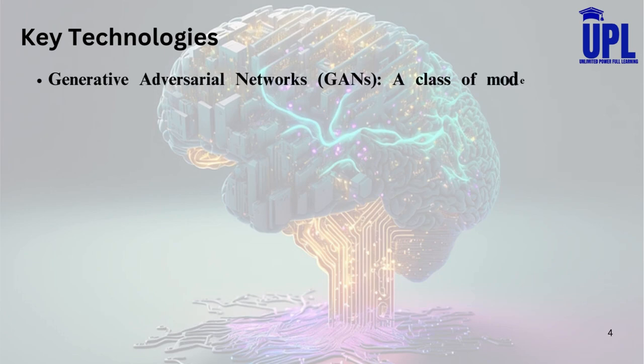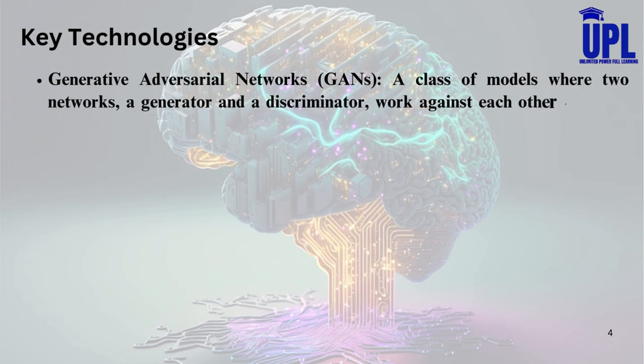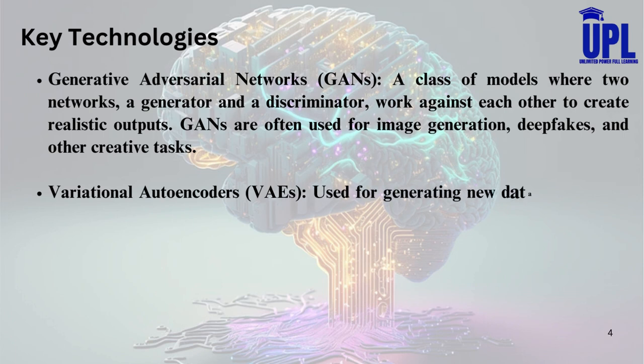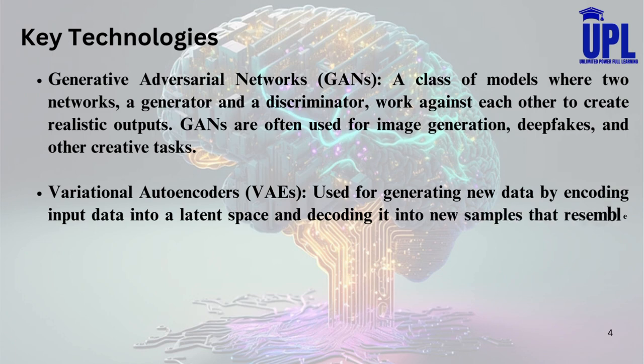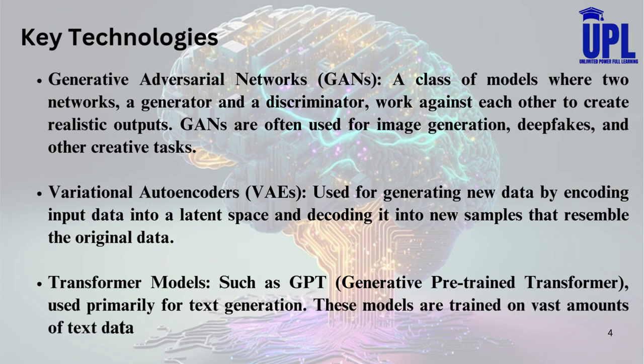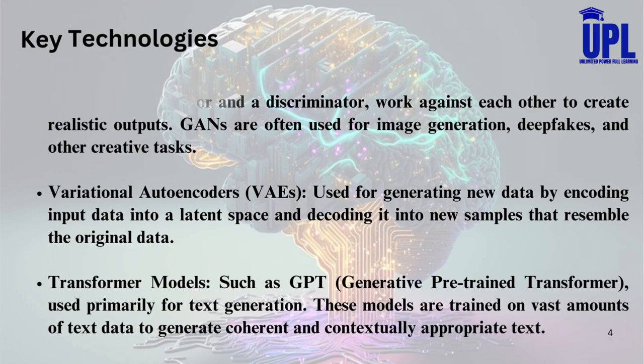Key technologies. Generative Adversarial Networks, GANs, a class of models where two networks, a generator and a discriminator, work against each other to create realistic outputs. GANs are often used for image generation, deepfakes, and other creative tasks. Variational Autoencoders, VAEs, used for generating new data by encoding input data into a latent space and decoding it into new samples that resemble the original data. Transformer models, such as GPT, generative pre-trained transformer, used primarily for text generation. These models are trained on vast amounts of text data to generate coherent and contextually appropriate text.